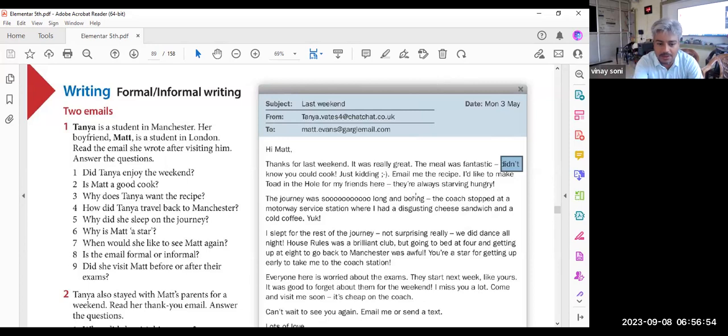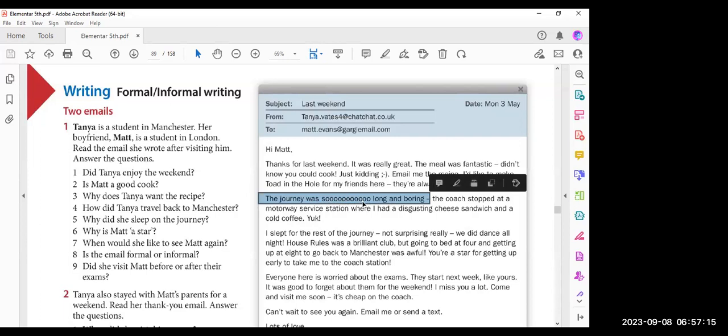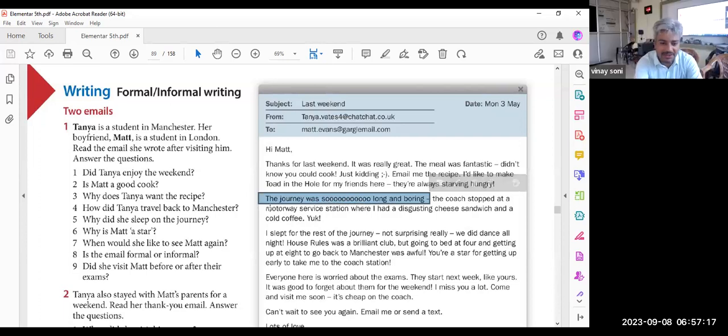The journey was so long and boring. Now take a look at this spelling. Can this be possible in formal writing or not? Never. But in informal writing, you can definitely do this kind of thing. The journey was so long and boring.